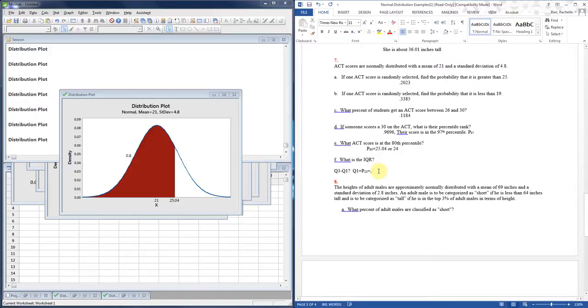And then quartile 3, we think of that as in the upper 25%, it cuts those in half. So it represents having 25% above and 75% below. So I would actually want P75 here.